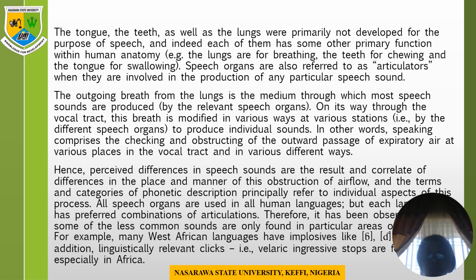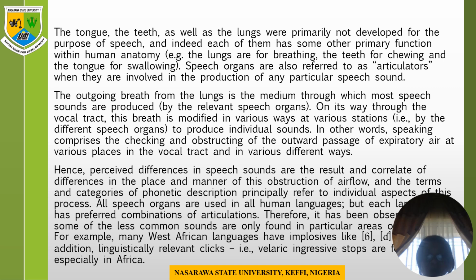The tongue, the teeth, as well as the lungs were primarily not developed for the purpose of speech, and indeed each of them has some other primary function within human anatomy. For example, the lungs are for breathing, the teeth for chewing, and the tongue for swallowing. Speech organs are also referred to as articulators when they are involved in the production of any particular speech sound.